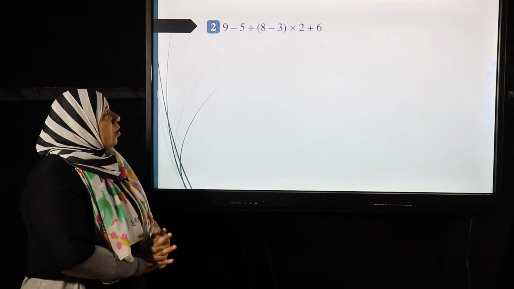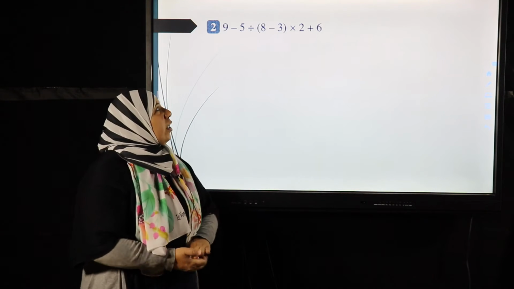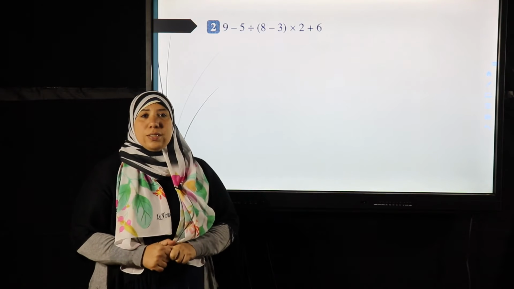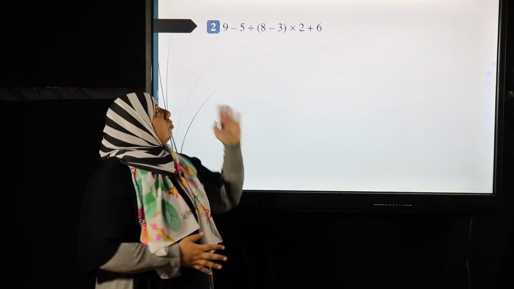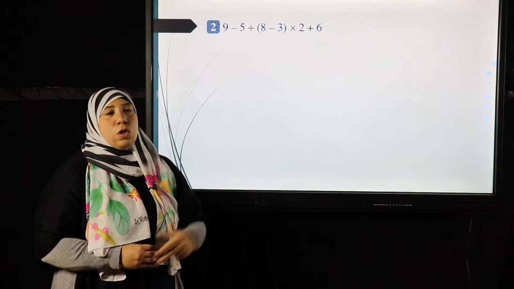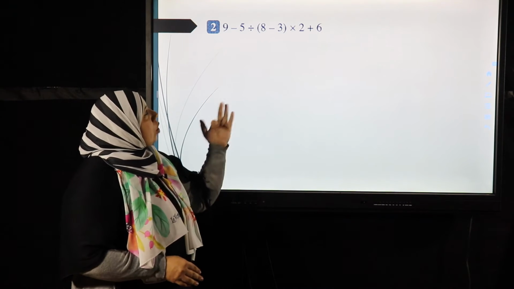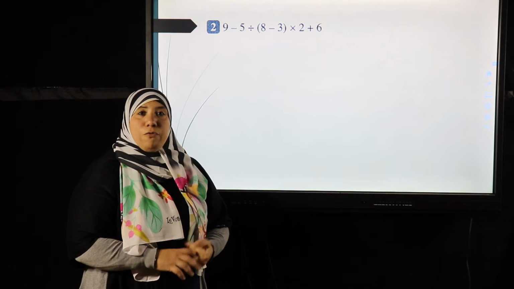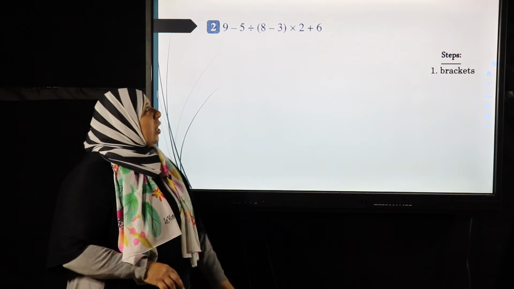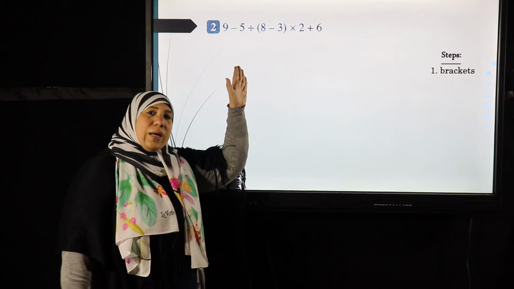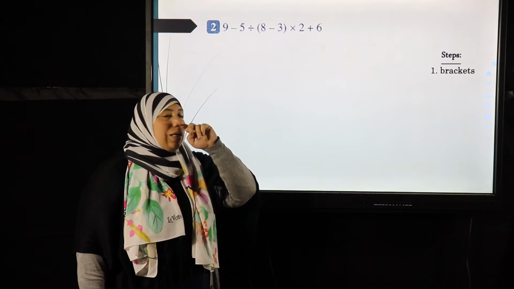Again, 9 minus 5 divided by the bracket 8 minus 3, times 2 plus 6. Again, don't do any operation. Don't make 9 minus 5 first. Don't make 5 divided by the bracket. I have steps. My step here is number 1, the bracket. So I will go to the bracket 8 minus 3 and find the answer.